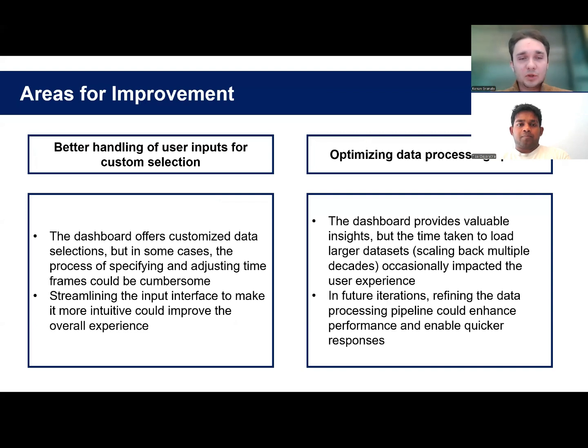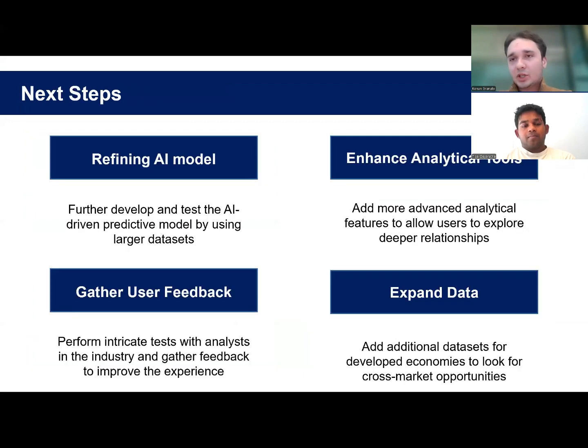Otherwise, it becomes very slow to use the platform. So for us in future iterations, it becomes important to refine the data processing pipeline and enhance that performance, which allows for quicker responses moving forwards. And these are areas that could be improved upon, but we think did not fit the current scope of our first sprints. And then I kind of want to talk about next steps, if we did have more time, what we would do and what we would change.